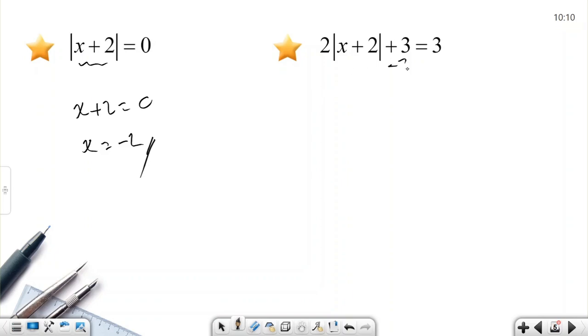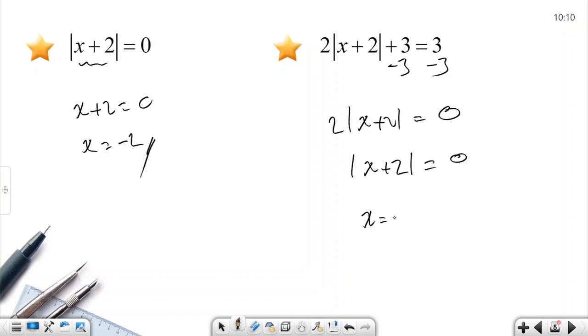Here, let's say minus 3, 2 times absolute value of x plus 2 equals 0. Again, x plus 2 equals 0. Same idea, x can only be negative 2. So when you get equal to 0, that means the algebraic expression inside the absolute value must be equal to 0.